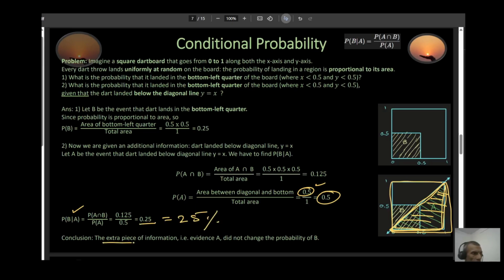So this extra piece of information, the evidence A, did not change the probability of B. Your probability of B was 0.25, and now it is still 0.25.